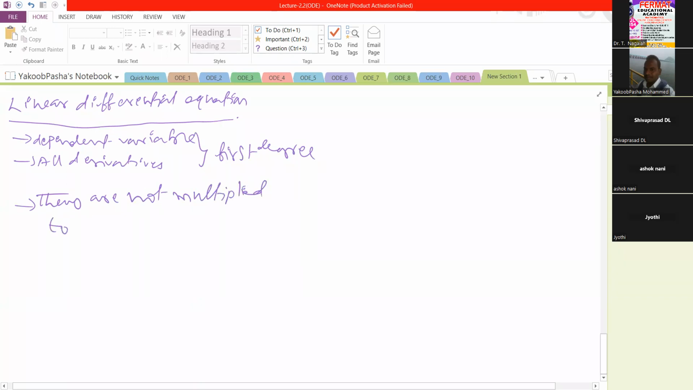That means, for example, I am taking the dependent variable as y. Y must be in first degree, so its derivative, that is dy by dx, is also in first degree, and they are not multiplied. That means y into dy by dx should not appear. This condition is not violated. Then that type of differential equation is called a linear differential equation.